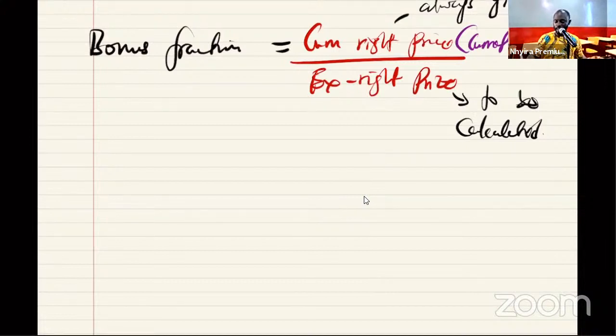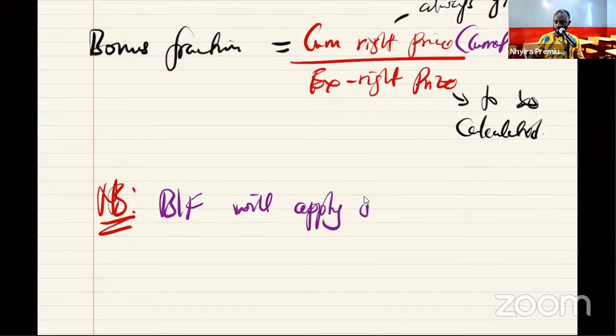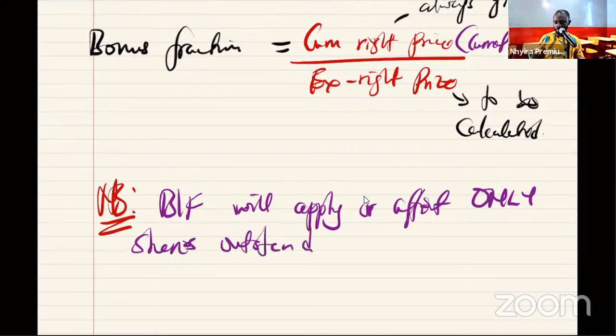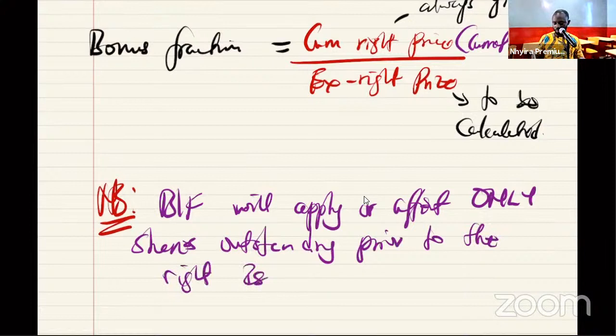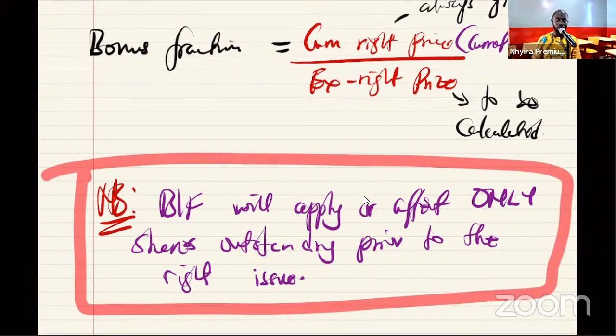And like we mentioned yesterday, with the bonus issue, the bonus fraction will apply to or affect only shares outstanding prior to the rights issue. That is the idea about how we arrive at that point. So, keyword: the bonus fraction affects only shares outstanding prior to the rights issue.